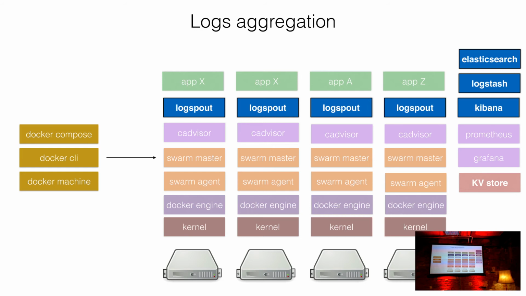The log segregation will introduce one additional layer to our cluster. Similar to cAdvisor, we're going to use another container, Logspout, which also mounts the socket and starts pushing the logs from the Docker API to Logstash.